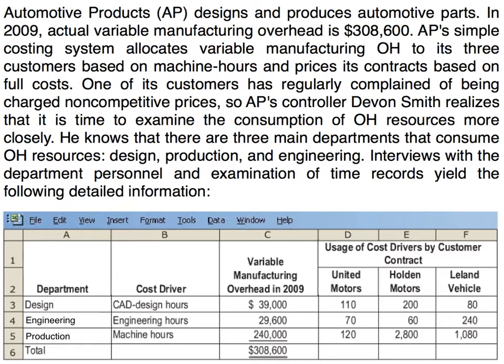So we see the departments, and we're given the cost driver for each department or each activity. So we have three different activities, or in this case departments, so we know there's going to be three rates if we're using activity-based costing. We're given our variable manufacturing overhead for each department and then the total, and then the usage of the cost drivers by each customer.